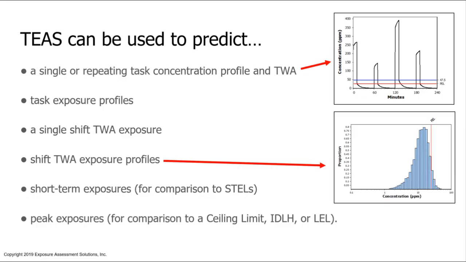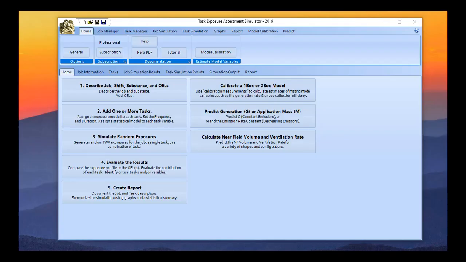TEAS can be used to predict a single or repeating task concentration profile within a shift and its time-weighted average, task exposure profiles, a single shift time-weighted average exposure, and single shift time-weighted average exposure profiles. It can also predict short-term exposures for comparison to STELs and peak exposures for comparison to ceiling limits, IDLHs, and lower explosive limits. So finally, we're going to take a look at TEAS.